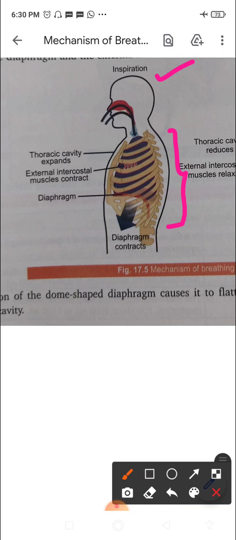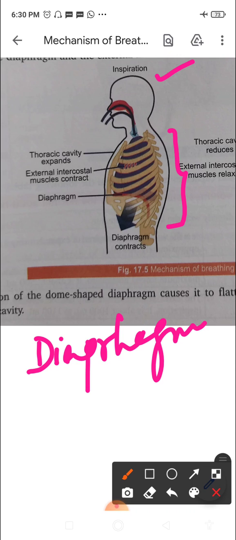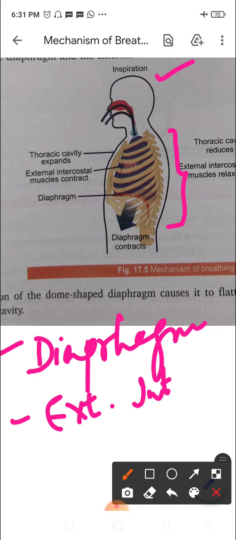During relaxed inspiration, what are the muscles that play a role? The diaphragm. It is very important to know which muscles play a role during inspiration and which muscles play a role during expiration. So during inspiration, the muscles of importance are the diaphragm and the external intercostal muscles. These are the muscles that play a role.